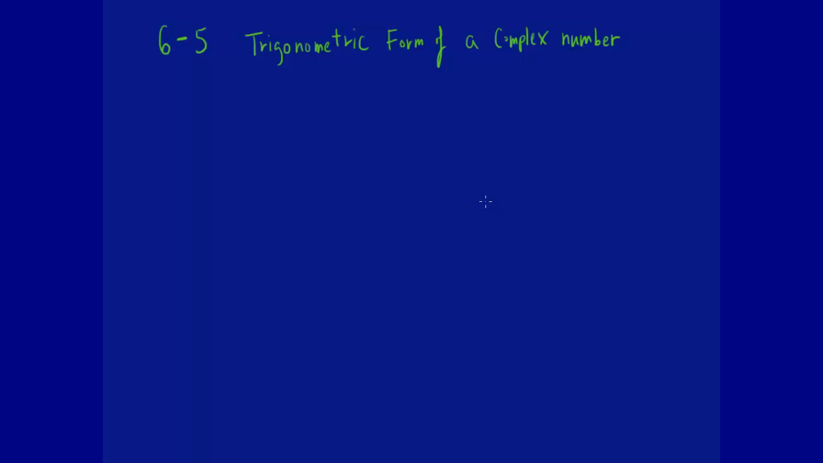So in this video we are going to examine the 6.5 geometric form of a complex number, and the example that we're going to start off with is going to be: find the absolute value of negative 2 plus 5i. So you're going to have to find the absolute value of negative 2 plus 5i.